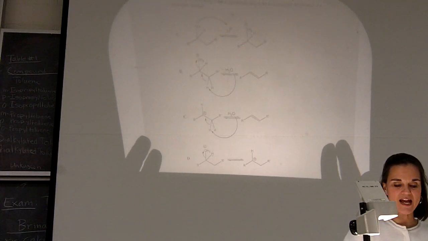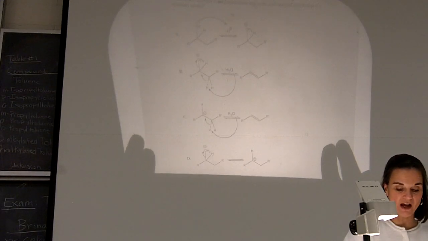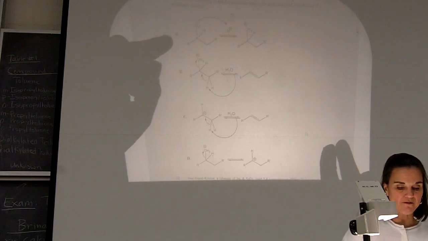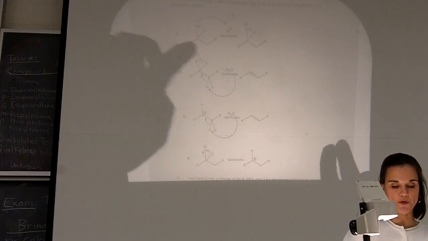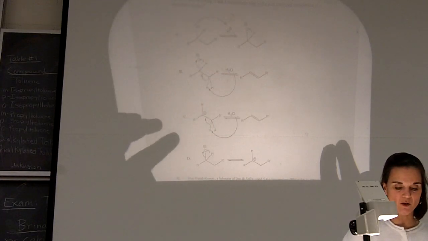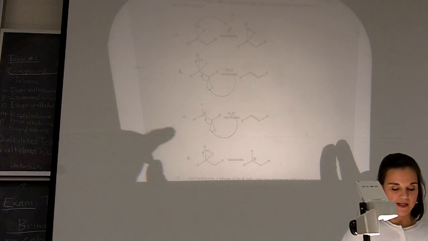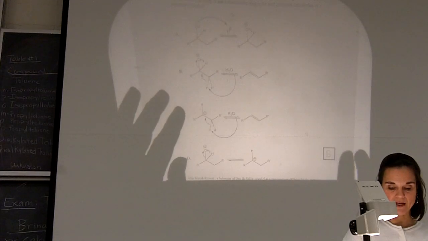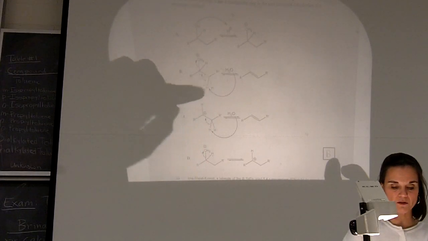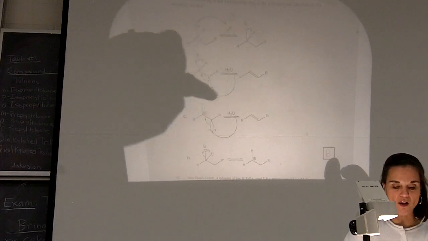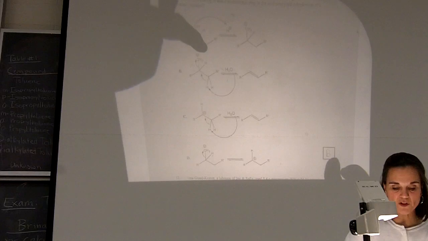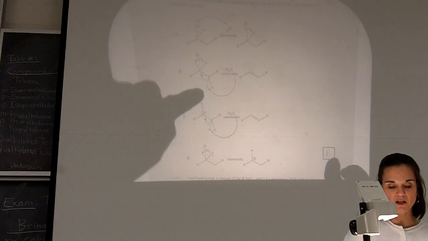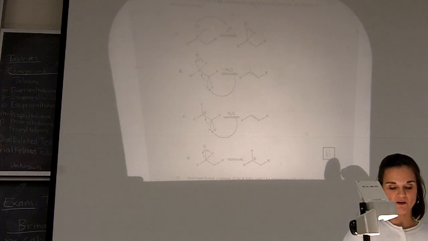Which of the following is not a mechanistic step of the acid catalyzed dehydration of a secondary alcohol? Is A one of them? B? No, you've got too many steps going on at once. C? Yes. And D? Yes. So the answer is B. You're not going to go through all of these steps all at the same time. You're going to lose water first before you're then removing protons and forming the alkene. Okay?